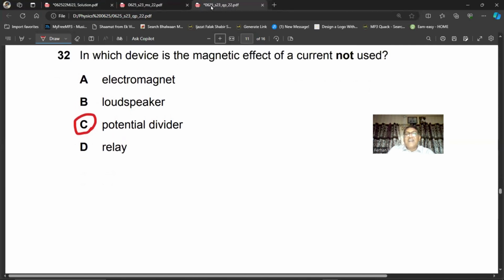I hope you know what is electromagnet. I hope you know what is loudspeaker and what is potential divider, what is relay.